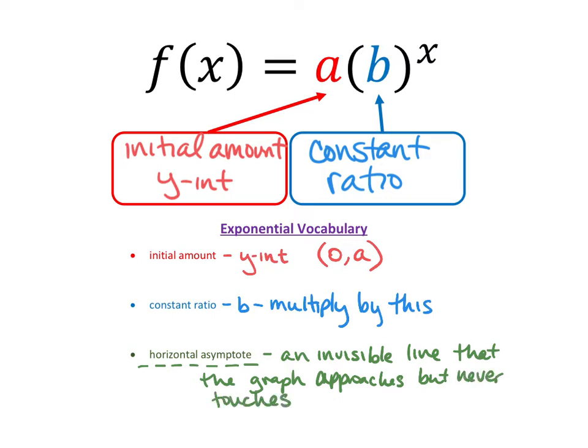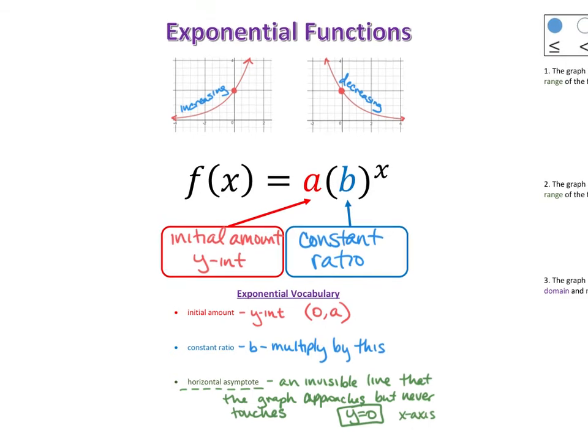For exponential equations that we learn about in this class, the horizontal asymptote is pretty much always going to be y equals 0, which is your x-axis. So if I ask you for the equation of the horizontal asymptote, you're going to say y equals 0. Now we're going to have to talk a little bit about what a horizontal asymptote looks like and why it is an invisible boundary line that the graph approaches but never touches.